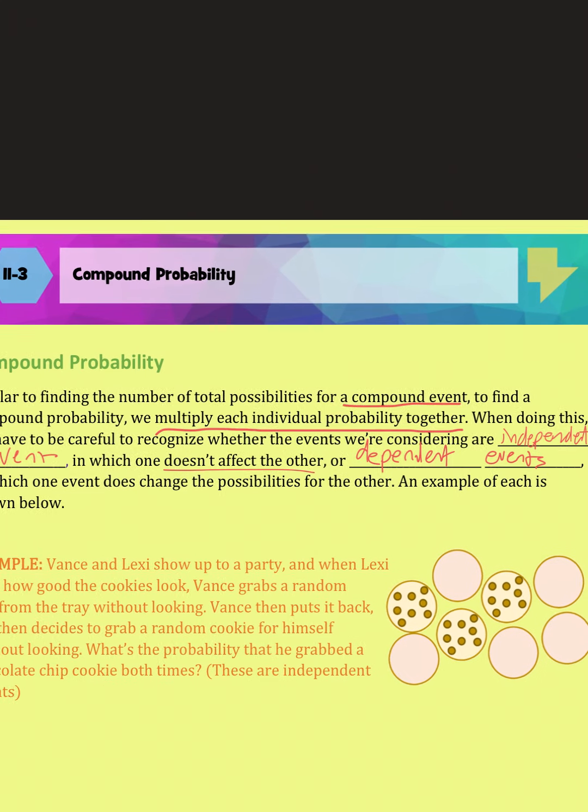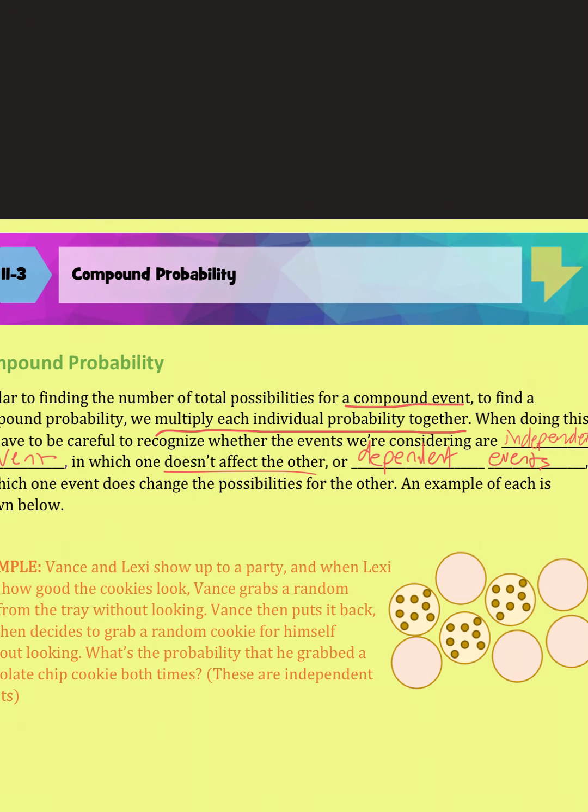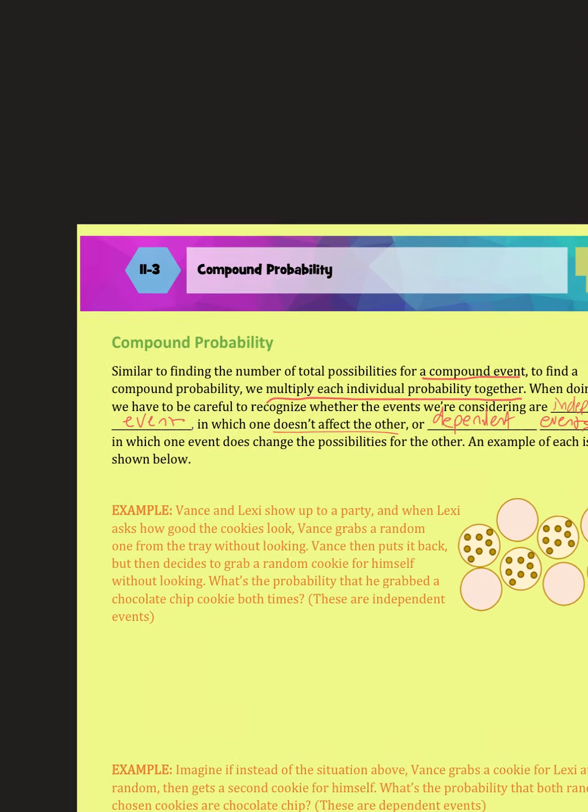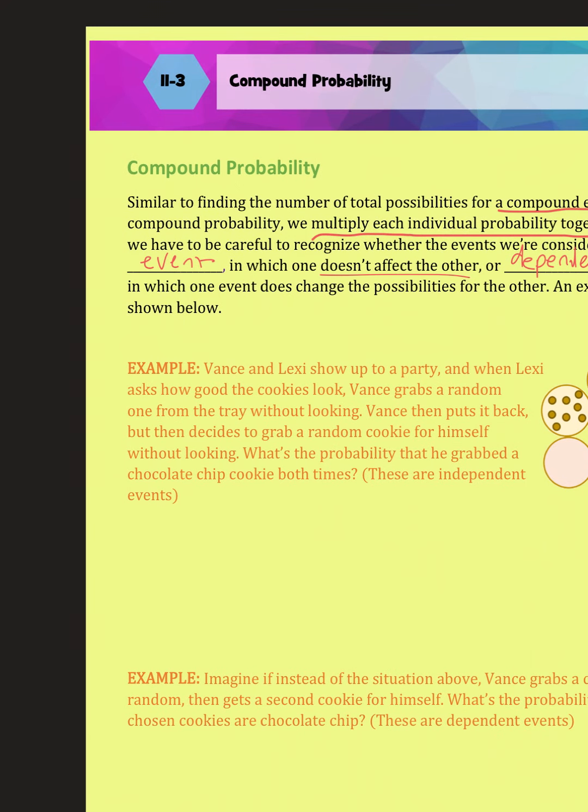For example, if I draw a card from a deck and it's a 3, now there's one less 3 in the deck to choose from. So if you're hoping for another 3, now your odds of getting a 3 are changing because of what I did. When it says an example of each is shown below, let's read this one.